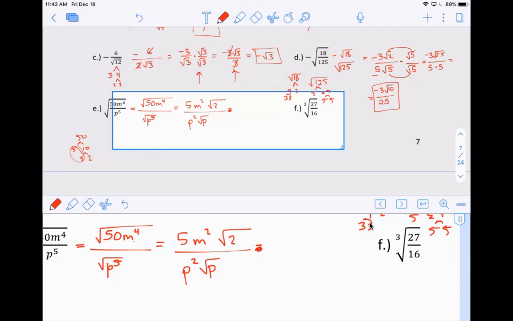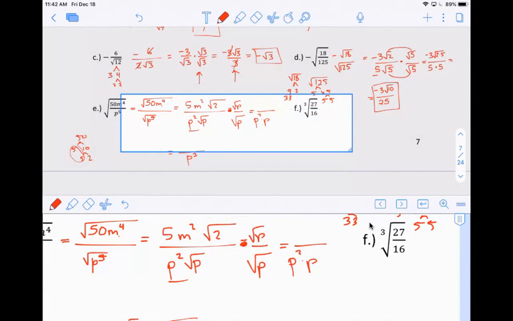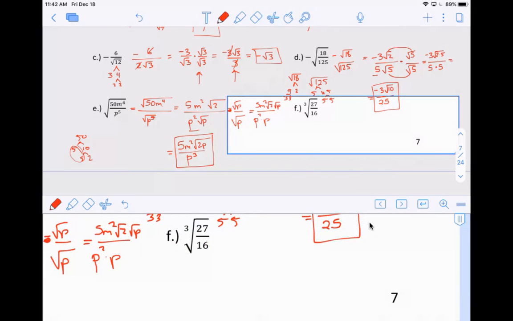So I need to multiply now by another P, and I will get 2 P's that were already there. Another P makes it P cubed on the bottom, which is nice and whole, whatever P ends up being. But I have to do that on the top as well. And so I have 5M squared root 2 root P, but I can combine those, root 2 and root P, to root 2P. And I'm finished.